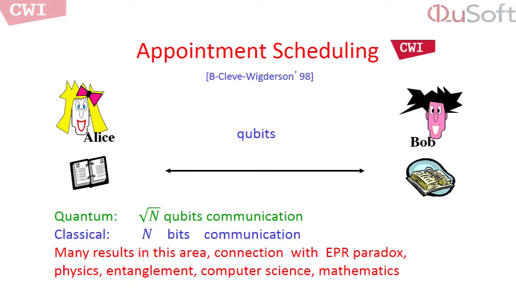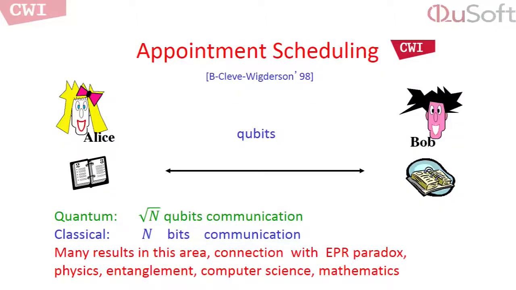For example, we showed that this problem of appointment scheduling, where Alice and Bob try to make an appointment with each other, and classically you know how that goes, right? Alice says, hey Bob, shall we meet on Monday? And then Bob says, no, Monday I have to go to the dentist. What about Tuesday? And then Alice says, no, Tuesday I'm not available, I have to go to a lecture. And so on and so forth. It takes a lot of communication back and forth. And in our lingo, if your agendas are n bits, it requires n bits of communication. However, using qubits, you can do with only square root of n bits.